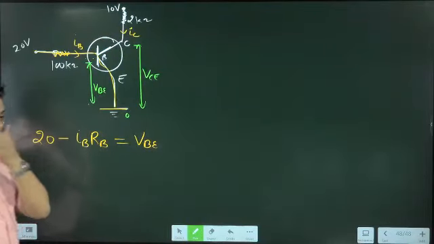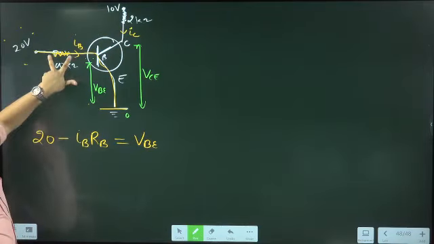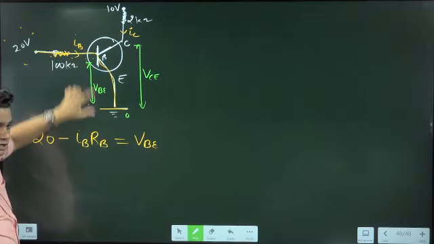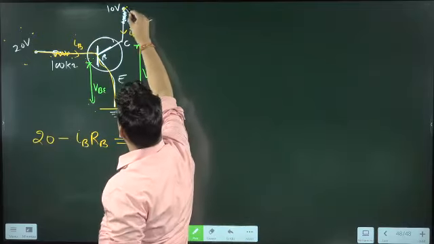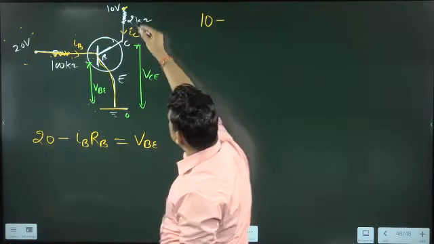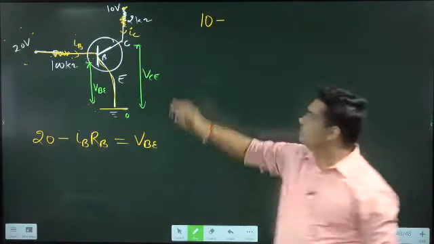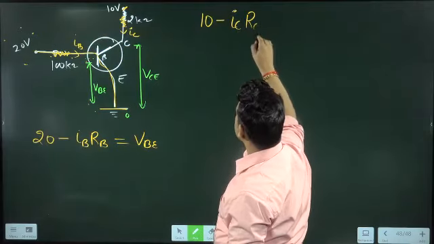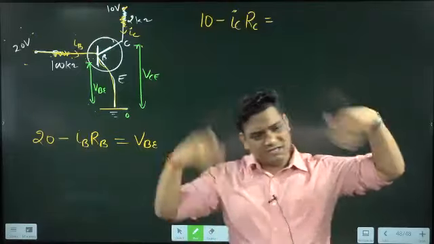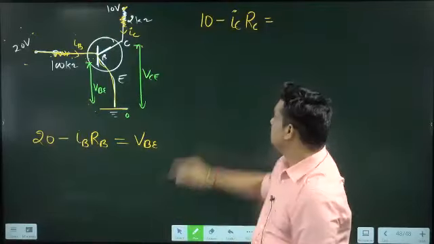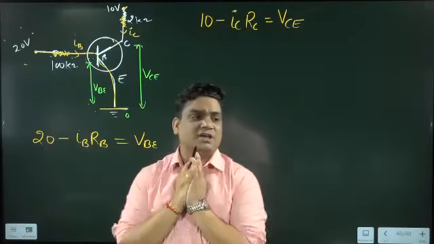Clear? This is the equation you have to write all the time in circuit based questions. We start with 20, some energy is lost here, IB RB, and this should be equal to VBE. On this side also you will write: I start with 10 energy. How much will be lost in this resistance? I will lose IC into RC, and the remaining energy should be equal to VCE. Out of 10, IC RC is lost in the resistance, and the remaining should be equal to VCE. In this question, these are the two equations you have to make all the time.